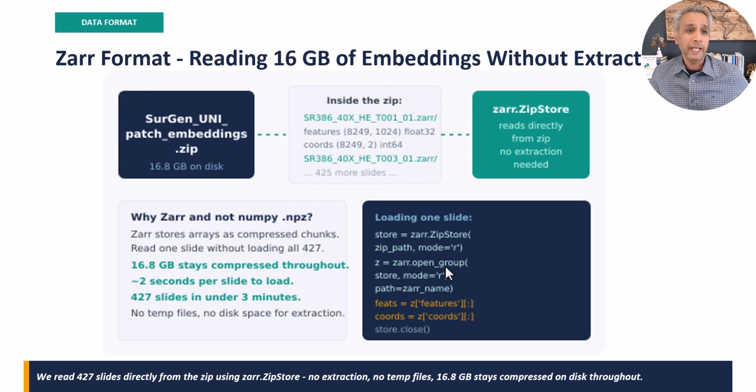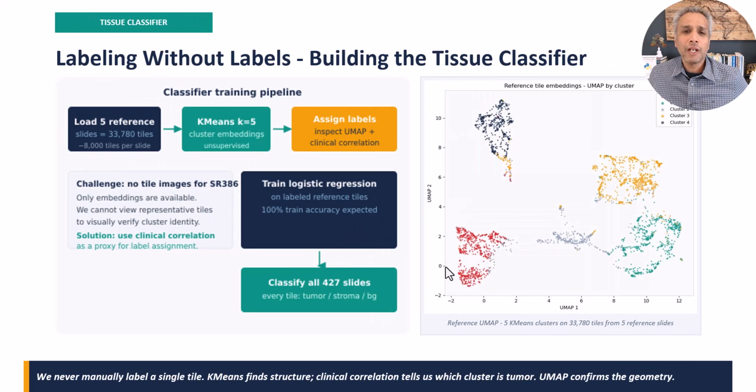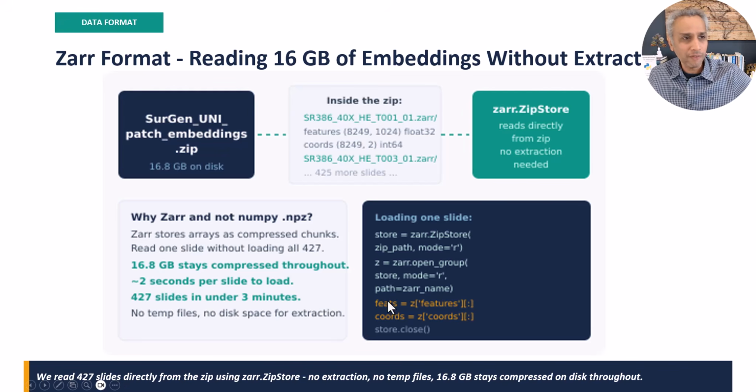Okay, now the tissue classifier itself. One thing I want to highlight is what we would like to do with all of this with Zarr. We have, for example, a given whole slide image with 8,249 features, each of 1024 dimensions. Let's say you convert that into a UMAP, or principal component analysis, and then you plot them to identify different clusters.